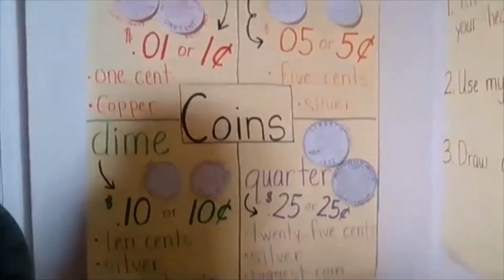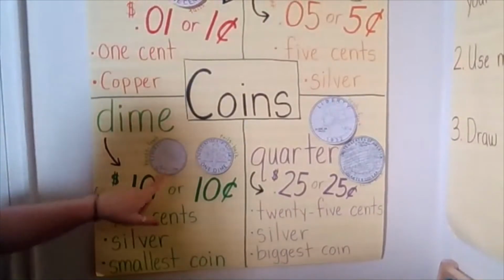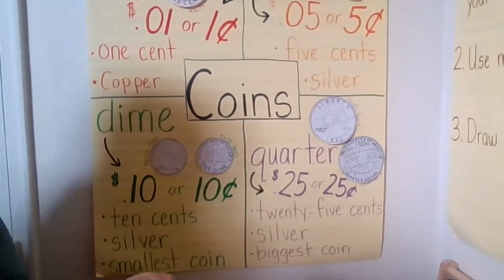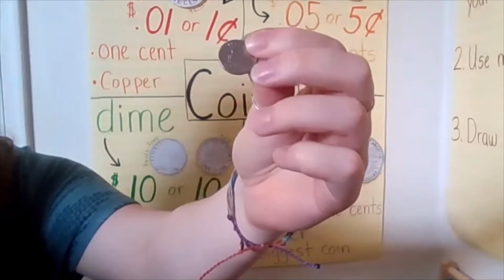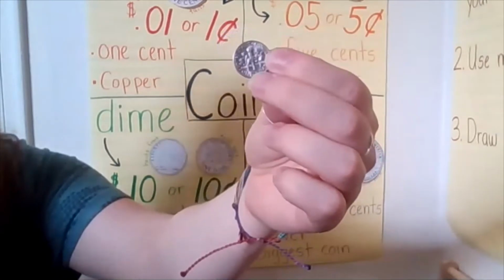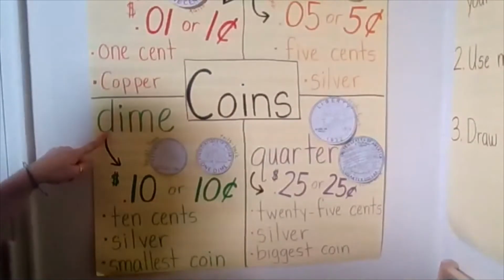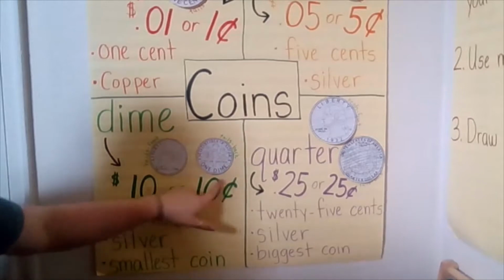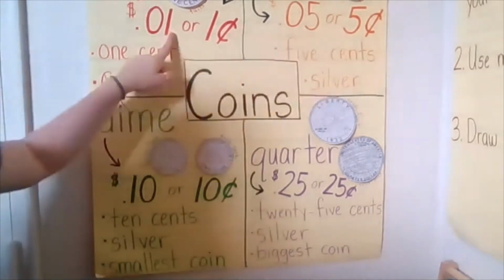Moving to the bottom of our chart, you can see we have a dime. This is the heads of a dime, and this is the tails of a dime. Looking closer, this is what the heads of a dime looks like, and this is the tails of a dime. A dime is worth 10 cents. So this is how we can write it. It's worth 10 cents. So 10 is more than 5 and 1.